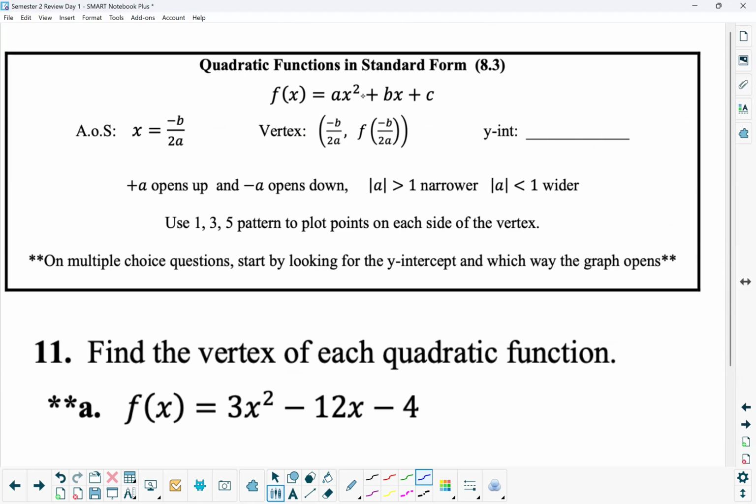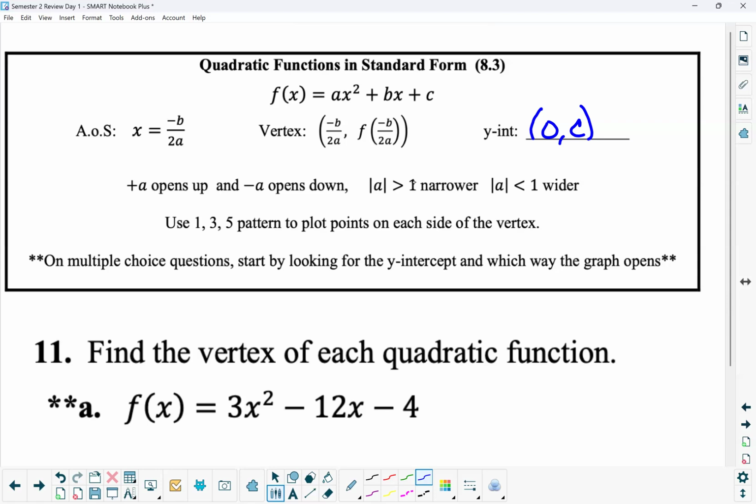One of the nice things about standard form, the y-intercept, really easy to figure out. It is the point 0 and then whatever c is. The value for a works exactly the same in this form as it did in vertex form. So if it's positive, our graph opens up. If a is negative, it opens down. If the absolute value of a is greater than 1, we get a narrower graph. And if it's less than 1, we get a wider graph.